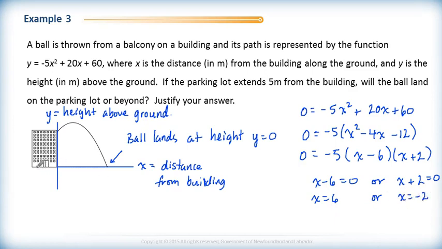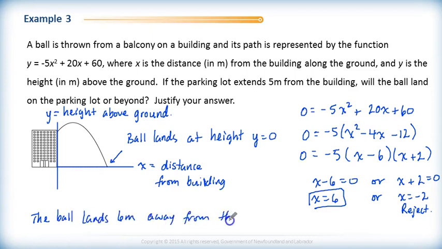Now x equals negative 2 doesn't really make sense for this problem. We'd be back before the ball was even thrown. So this one gets rejected. It's inadmissible for the problem. The answer is x equals 6 meters. So the ball lands 6 meters away from the building. And since the parking lot only extends 5 meters from the building, the ball lands beyond the parking lot.